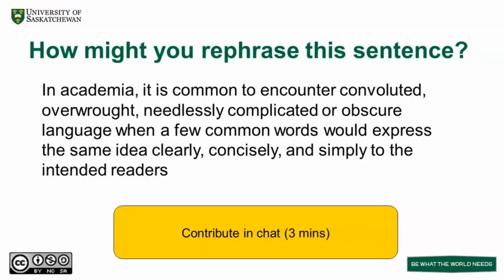So here we have quite a long sentence. My question to you is, how might you rephrase this sentence? Feel free to contribute in the chat. It currently reads as follows. In academia, it is common to encounter convoluted, overwrought, needlessly complicated, or obscure language when a few common words would express the same idea clearly, concisely, and simply to the intended readers.